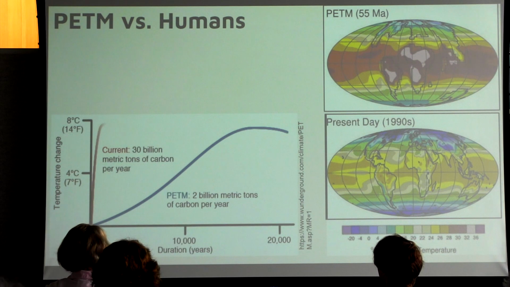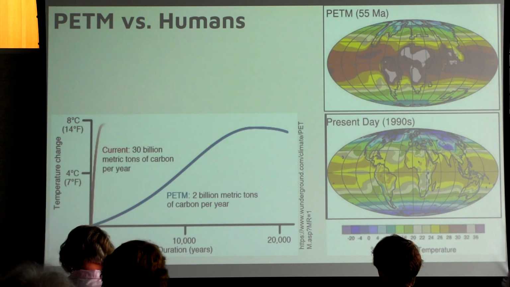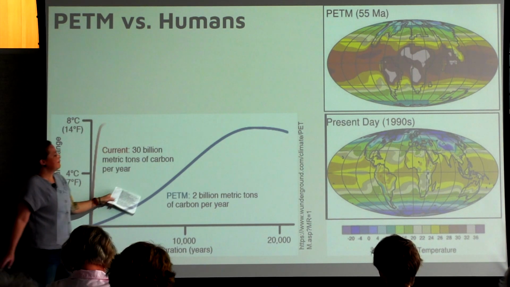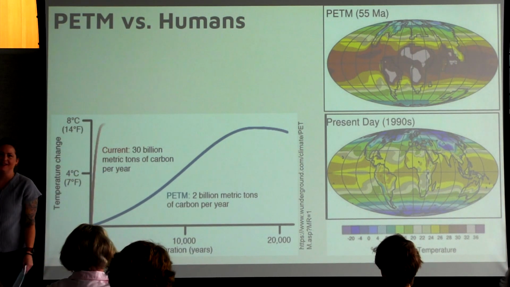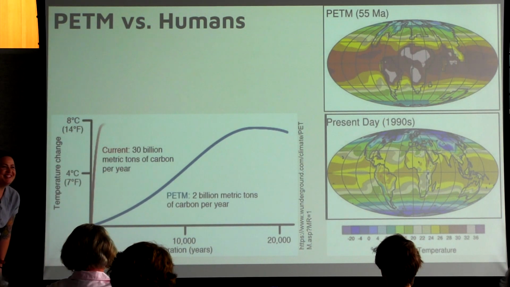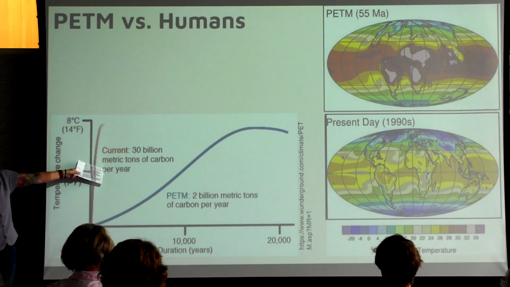So now let's take the PETM. That was our closest proxy to what we're doing right now. This is the depressing part of the talk. So here's the PETM. It was 2 billion metric tons of carbon per year. Oh, if only we could get down to 2 billion a year, right? This is what we're doing, 30 billion.